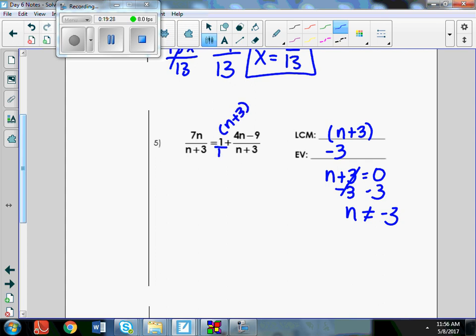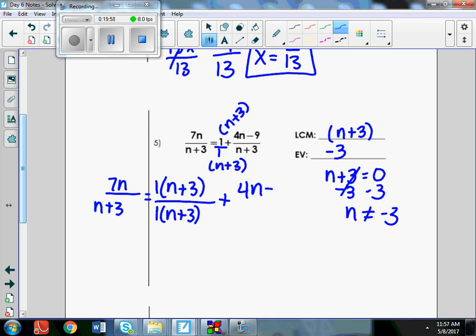I could put it over 1, right? Sorry, I have to multiply the 1 by that n plus 3, so it has a common denominator. Okay, so now I have, maybe I'll write this one out. Maybe that'll help some of you see it a little bit more. 7n over n plus 3 is equal to 1 times n plus 3 over 1 times n plus 3, plus my 4n minus 9 over my n plus 3.